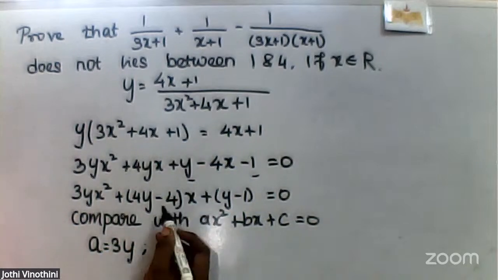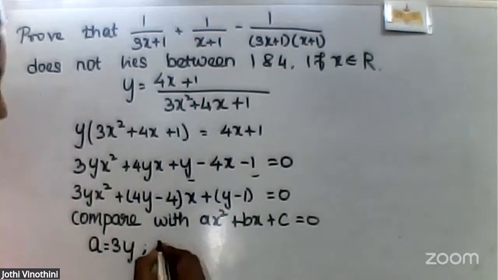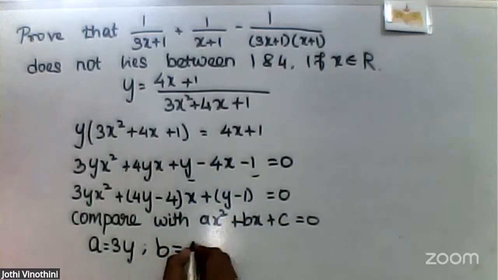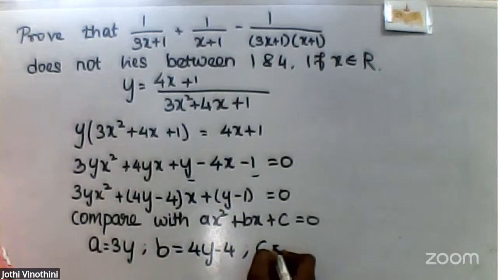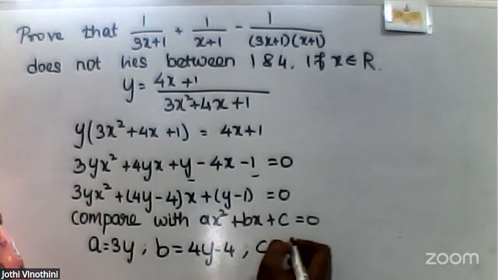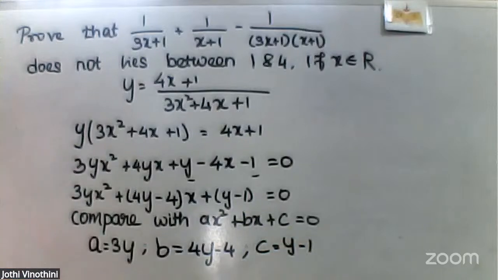Who is the coefficient of x here? 4y minus 4. So I can write b equals 4y minus 4. Right? See the constant here. Who is the constant here? So in this equation, the constant is y minus 1.